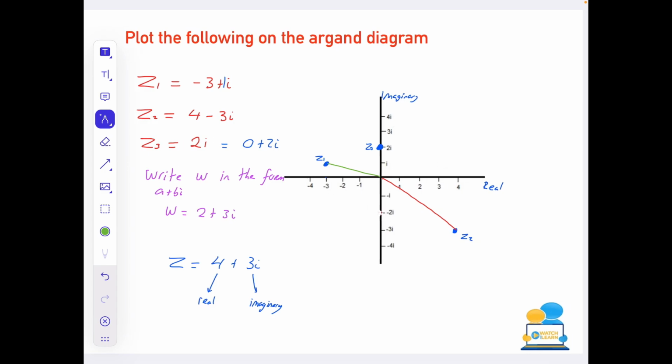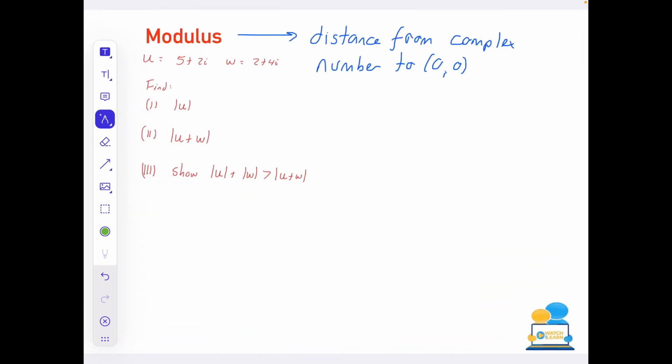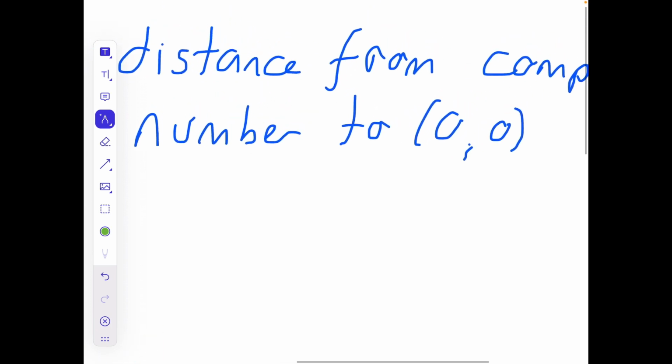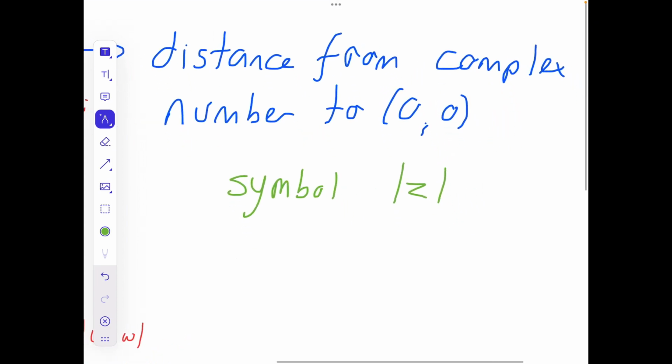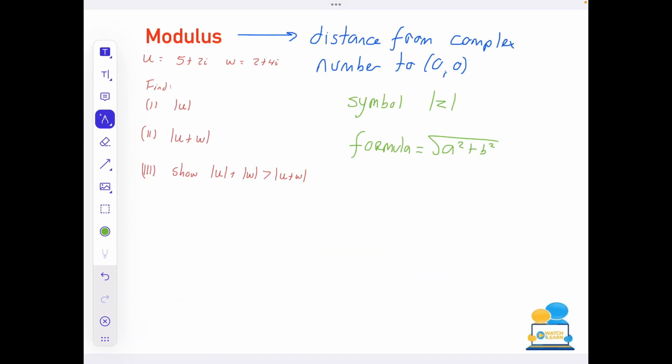Having an understanding about what we're actually doing is important. So that's what the modulus means. Now for the modulus, you have a formula and you have a symbol. Our symbol is two lines down the side of the complex number. Don't get it confused with conjugate, people often do. There's actually a formula for this as well that you need to know off by heart, and it's the square root of a squared plus b squared.